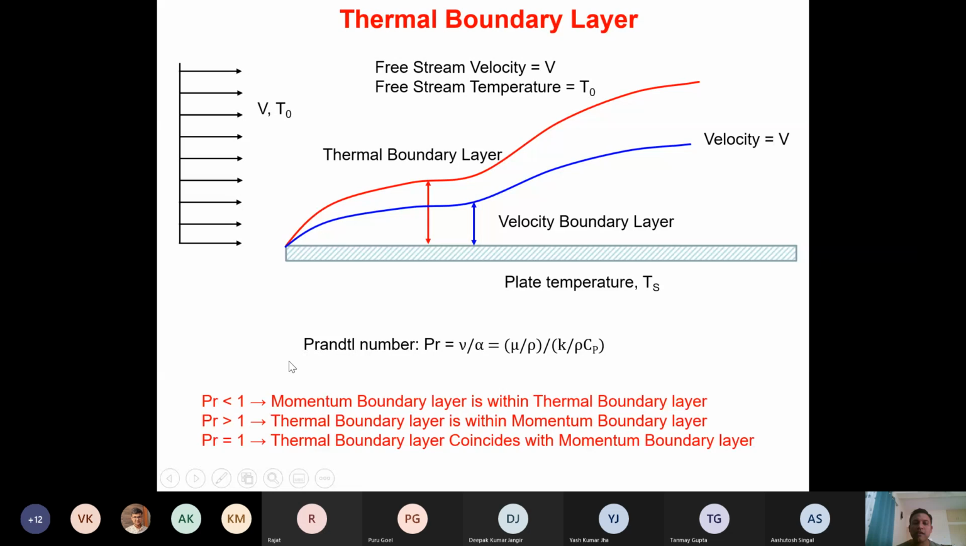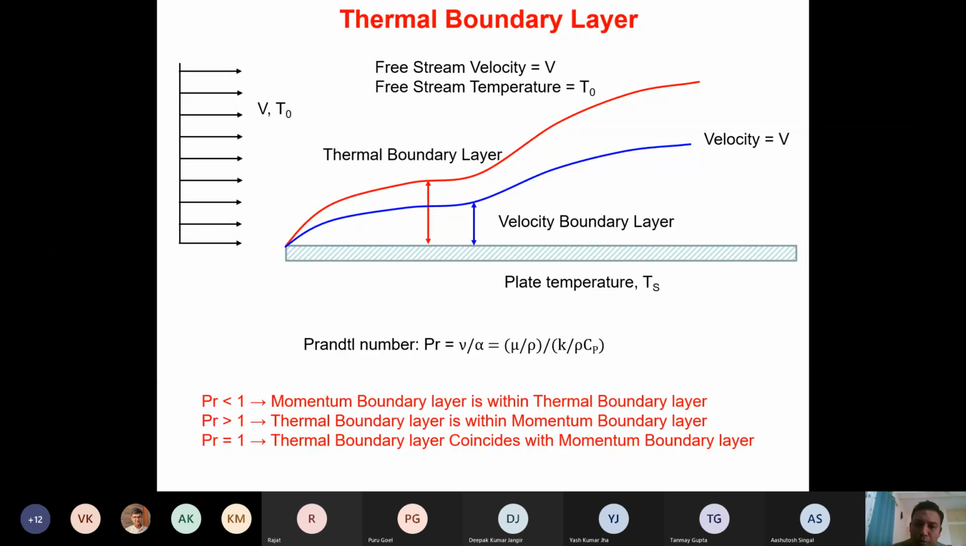So in this case, you can see the momentum boundary layer is within the thermal boundary layer, the way it is shown in the figure. But that is very close to the thermal boundary layer. So in most cases, people generally assume that the thermal boundary layer and the momentum boundary layer coincide with each other in the case of air.